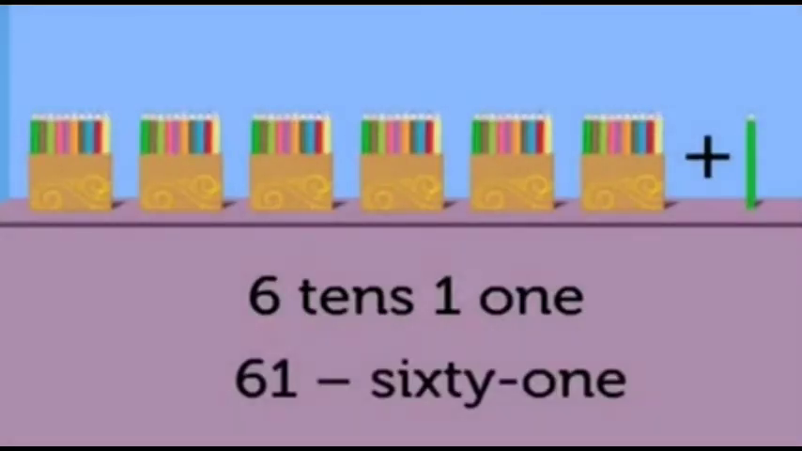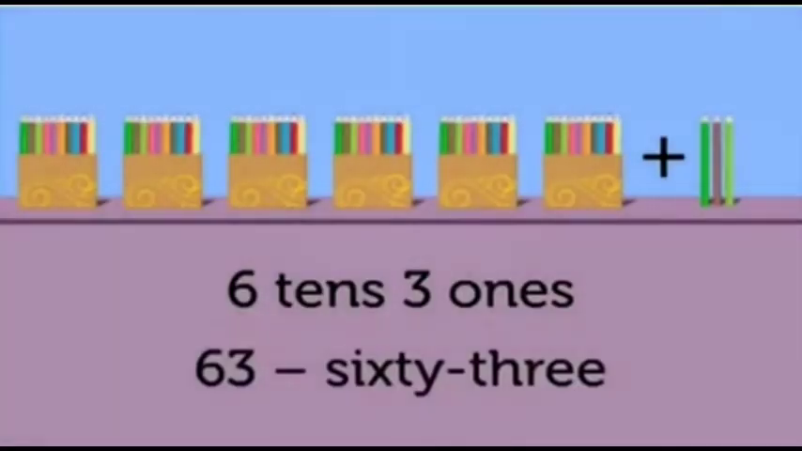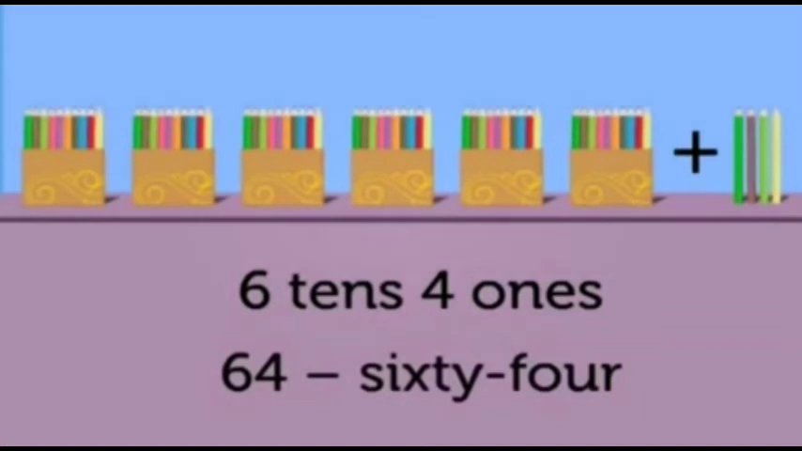Here how many tens and ones are there? 6 tens and 1 one. 61. S-I-X-T-Y, 60, O-N-E, 1, 61. 6 tens, 2 ones, 62. S-I-X-T-Y, 60, T-W-O, 2, 62. 6 tens, 3 ones, 63. S-I-X-T-Y, 60, T-H-R-E-E, 3, 63. 6 tens, 4 ones.